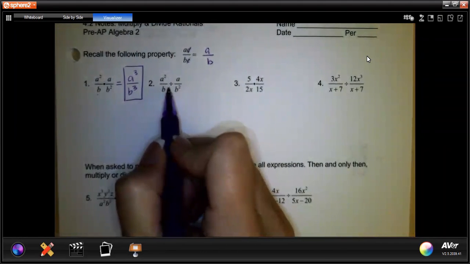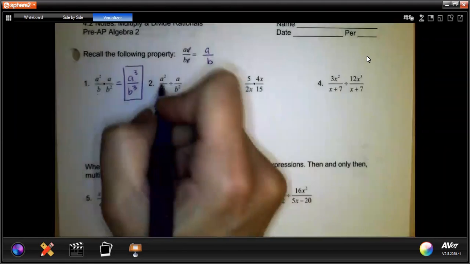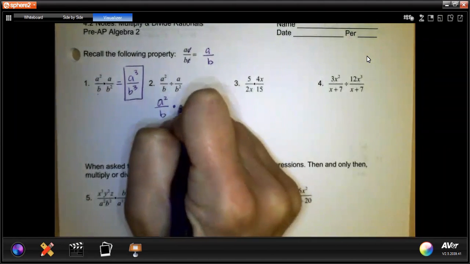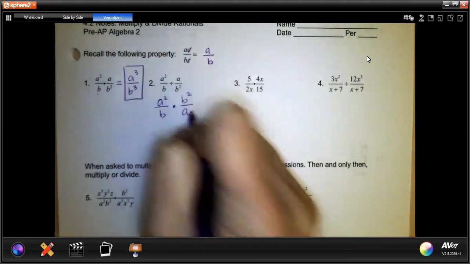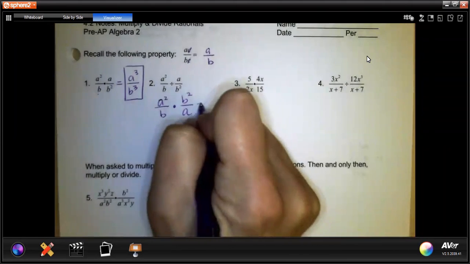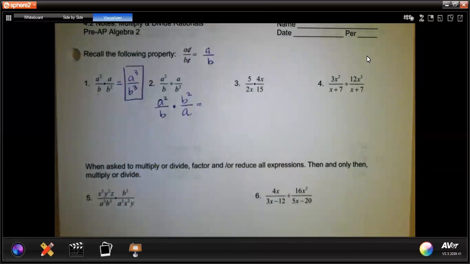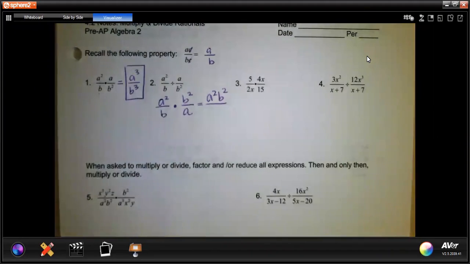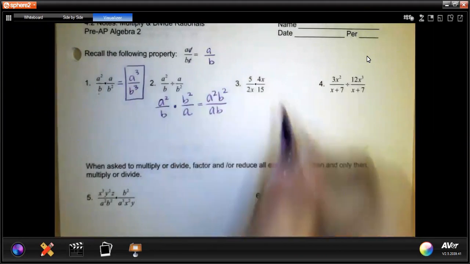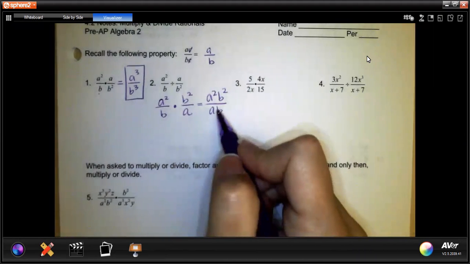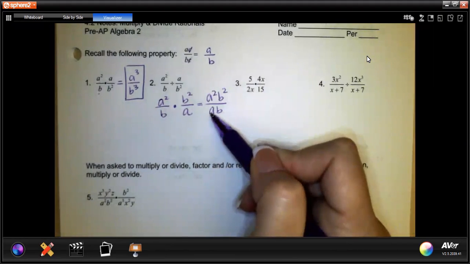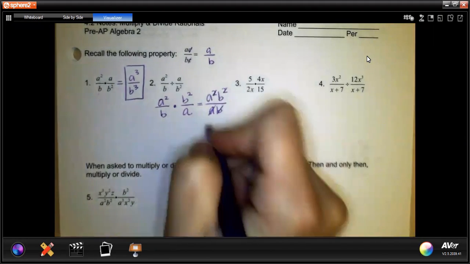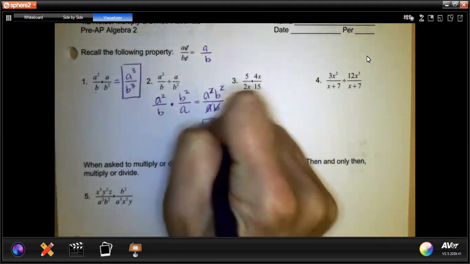With division, you need to remember the keep, change, flip. So we keep the first fraction, we change division to multiplication, and we flip the second fraction. Now we're ready to multiply, so we multiply all the way across. So a squared times b squared is a squared b squared, and b times a is ab. Now we can use that property to simplify this. We have two a's on top and one on the bottom, so this a cancels out one of those, and this b cancels out one of the b's. So we're left with a b.